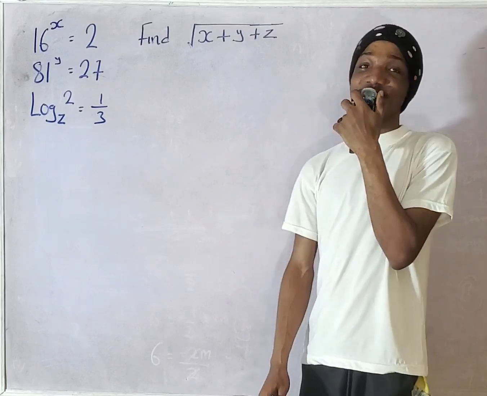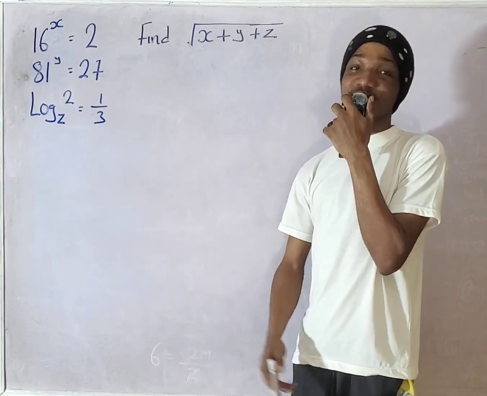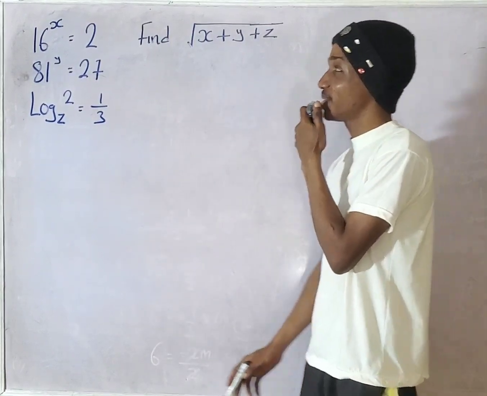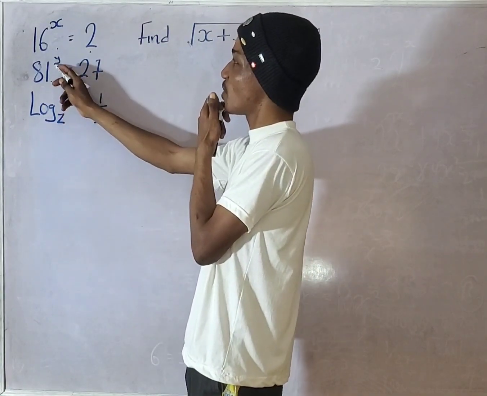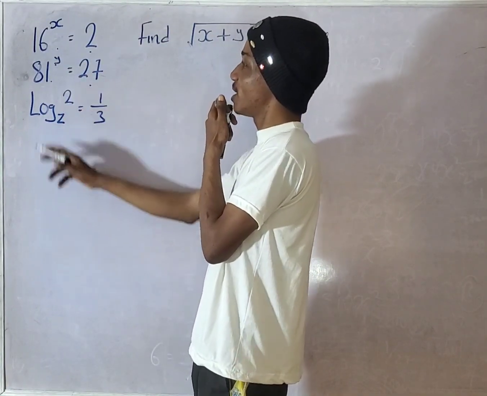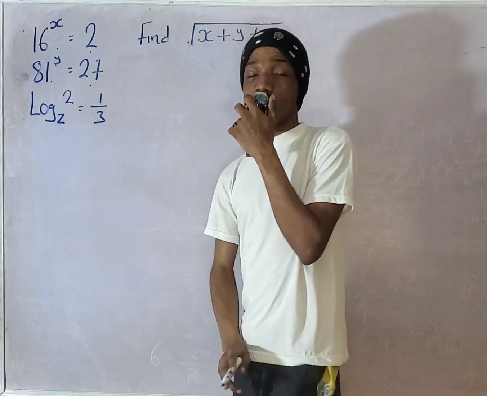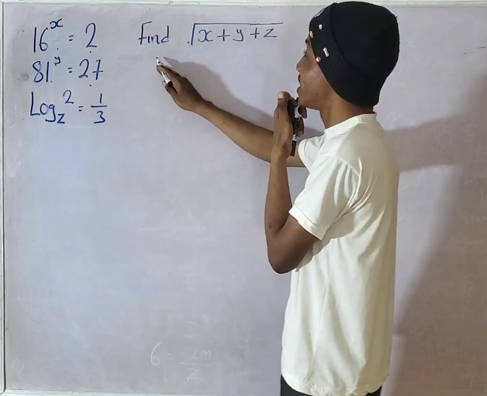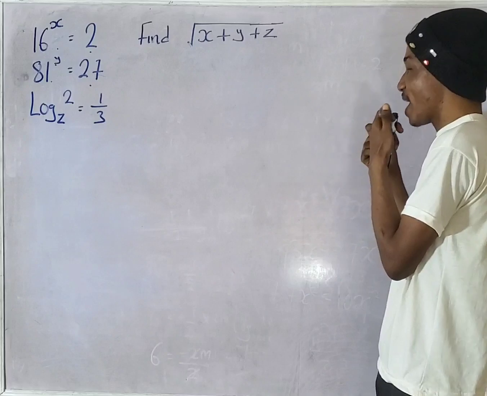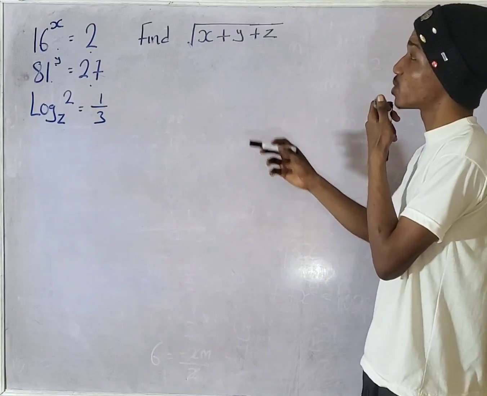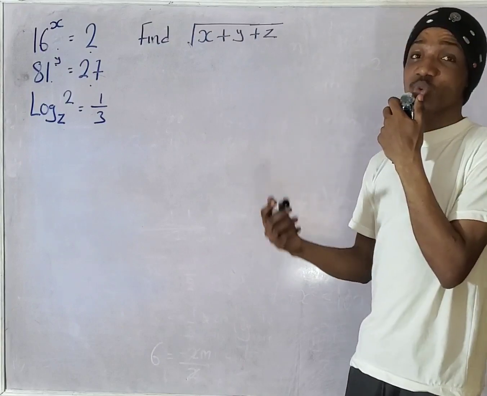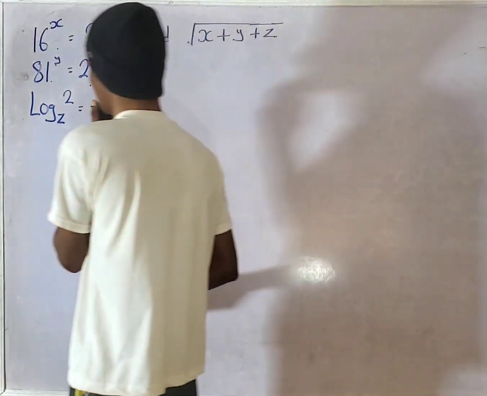Can you solve this interesting exponential question that we have on the board? Given that 16 raised to the power of x equals 2, 81 raised to the power of y equals 27, and log base z of 2 equals 1 over 3, we are asked to find the square root of x plus y plus z. By the way, you cannot find the square root of x plus y plus z without knowing the values of x, y, and z, okay?